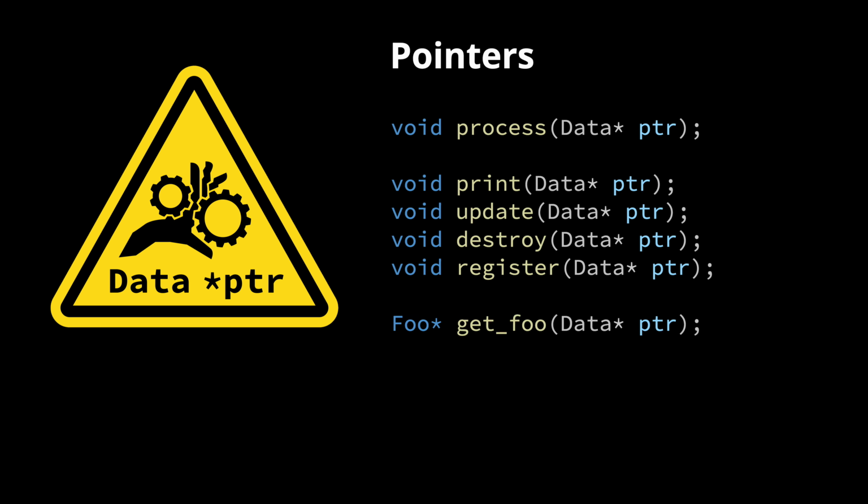And what about a function that returns a pointer? When I call getFoo, I get back a pointer to a foo. Is that foo object a part of the data? If I call update on the data, will the foo pointer still be valid? Or is the foo separately allocated and I'm supposed to free it? Well, to the compiler these all look the same, so it has a simple answer to all these questions.